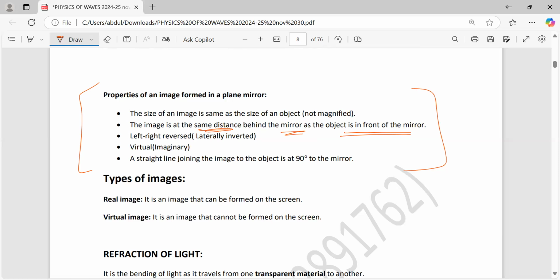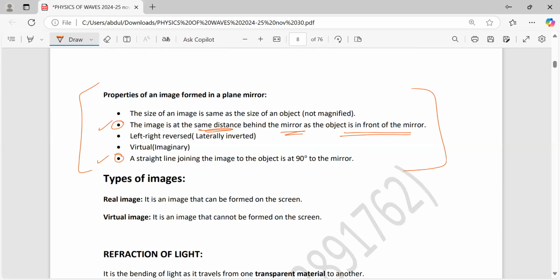It means it cannot be formed on the screen, and a straight line joining the image to the object is at 90 degrees to the mirror. When I make the image, I will make use of this point. But before I start explaining this, let us discuss a few things.